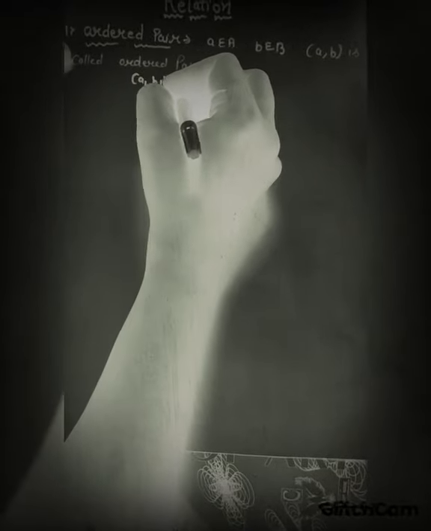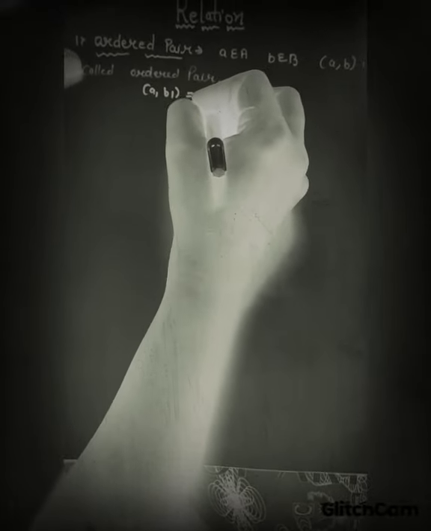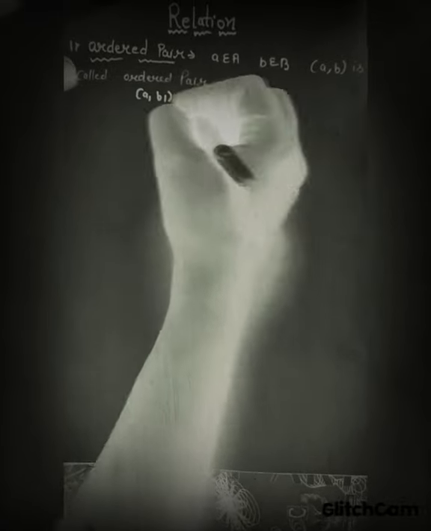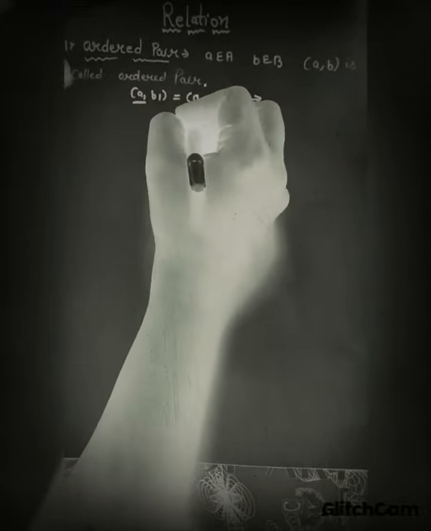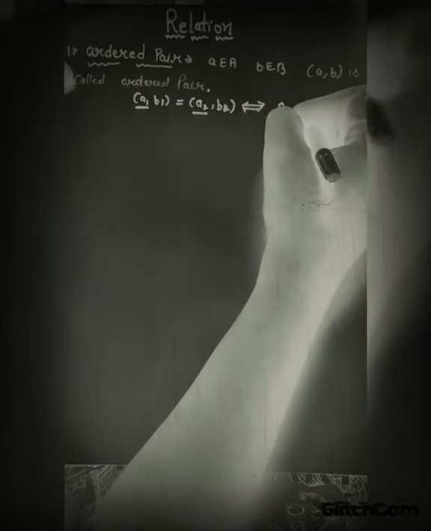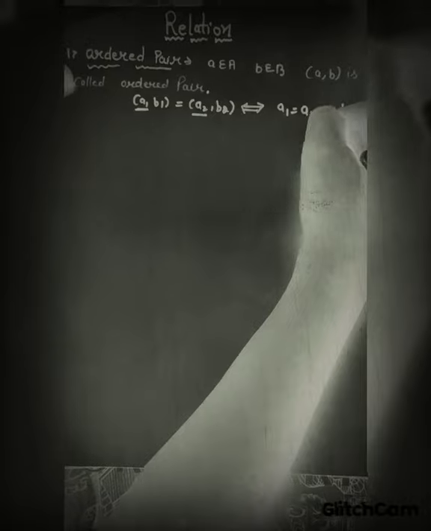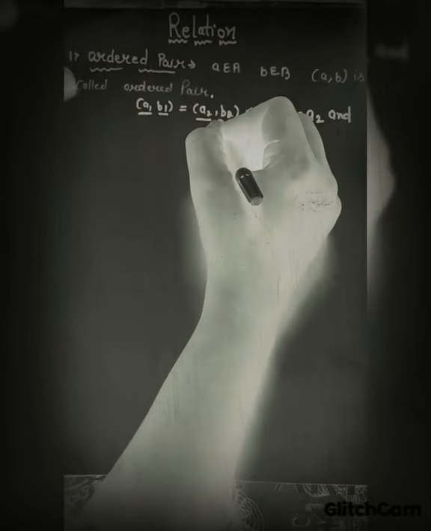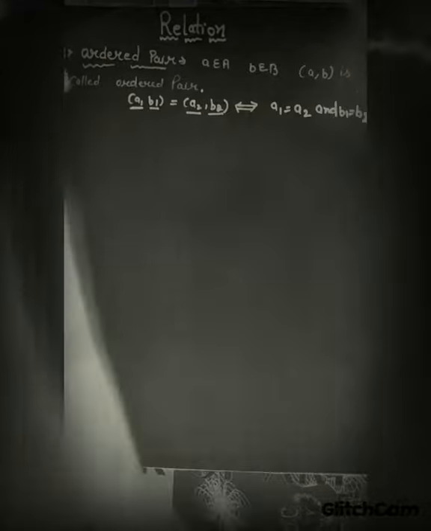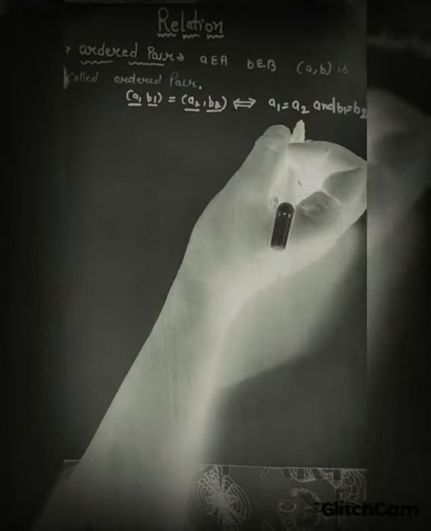Equality of the ordered pair. Two ordered pairs (a1, b1) and (a2, b2) are equal if and only if the first element of the first ordered pair is equal to the first element of the second ordered pair, that is a1 equals a2, and the second element of the first ordered pair is equal to the second element of the second ordered pair, b1 equals b2. Then this is called the equality of the ordered pair.